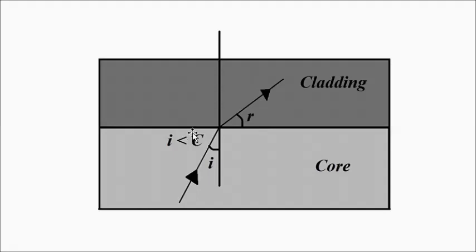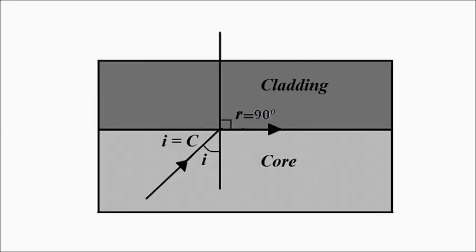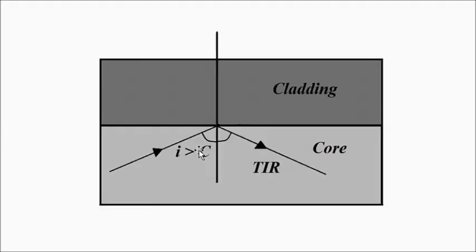So here, when the angle of incidence is lesser than the critical angle, refraction is happening. When it is equal, the angle of refraction is 90 degrees. Now the third case, which is the important one, is when the angle of incidence is greater than the critical angle. Then the light ray will get reflected back into the denser medium. It will not get refracted into the cladding, but it will get reflected back into the core, and that is what we want in optical fibers.